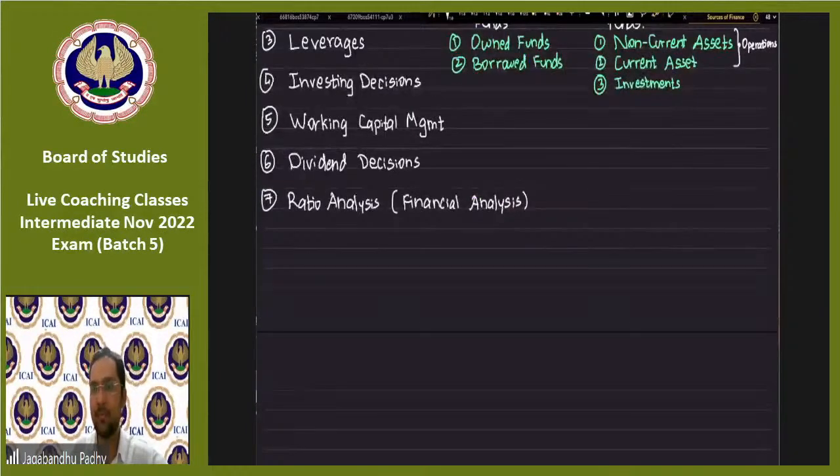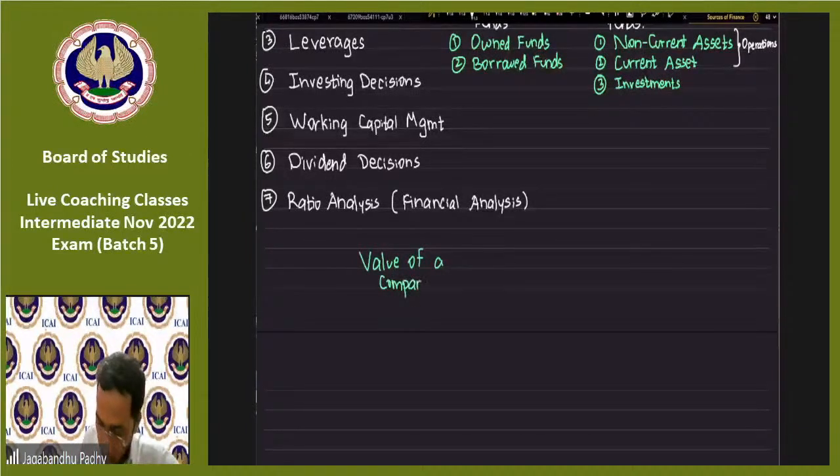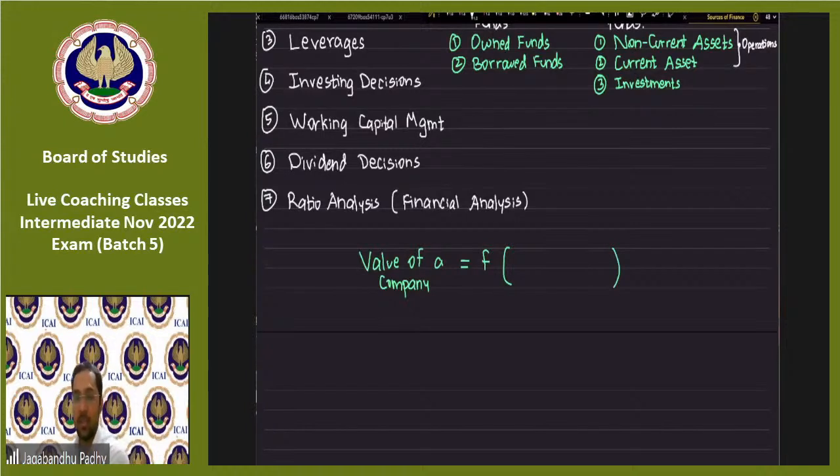If I ask you a very simple question, tell me the value of a company. I'm talking of value of the company as a whole. Tell me it is dependent on, or I can say it's a function of, what all things. What all things is going to determine what is the value of a company?